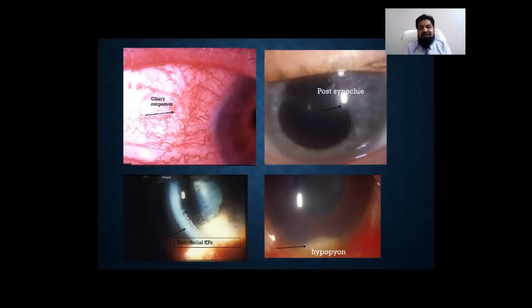And you see these are the signs of uveitis. One slide is showing ciliary congestion, another slide showing posterior synechiae, and in the lower side they are showing KPs and hypopyon in another slide.